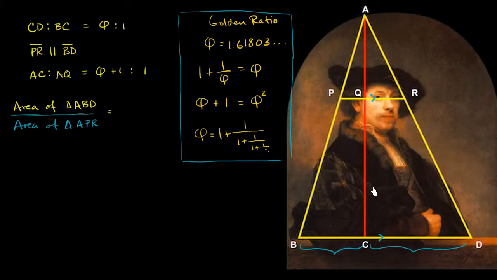Now, using all of that information, let's just explore a little bit. Let's see if we can come up with an expression that is the ratio of the area of triangle ABD, so the area of the larger triangle, to the area of triangle APR. So that's this smaller triangle right up here. So we want to find the ratio of the area of the larger triangle to the area of the smaller triangle.